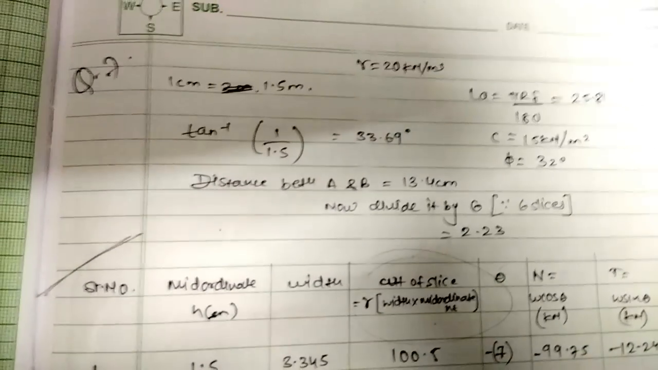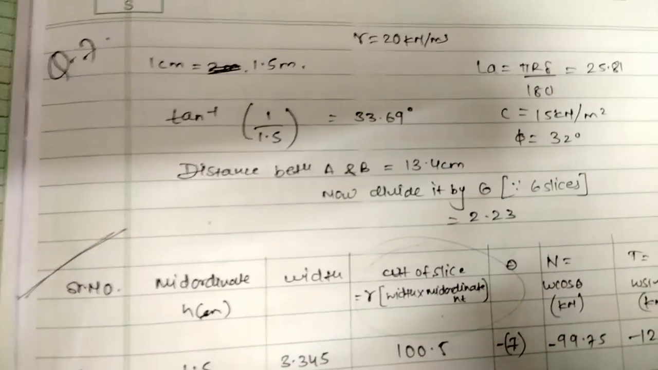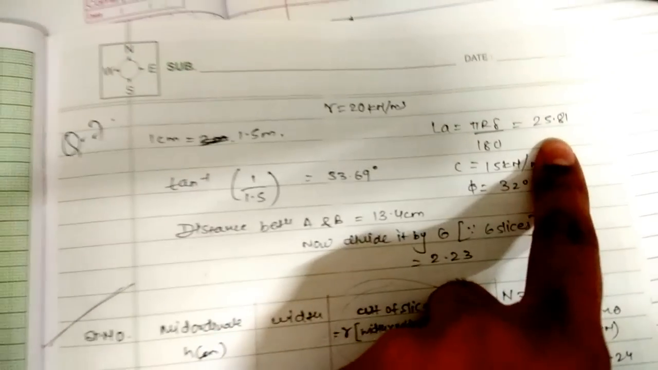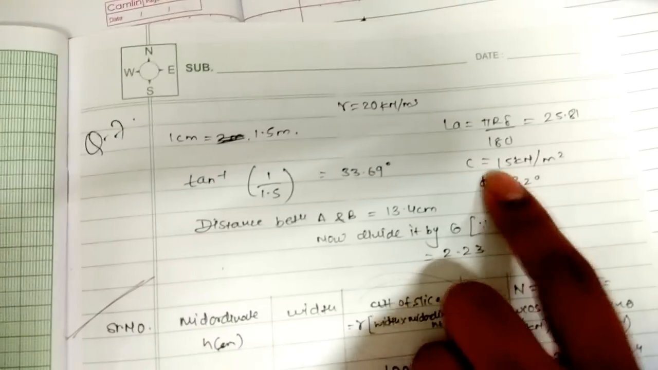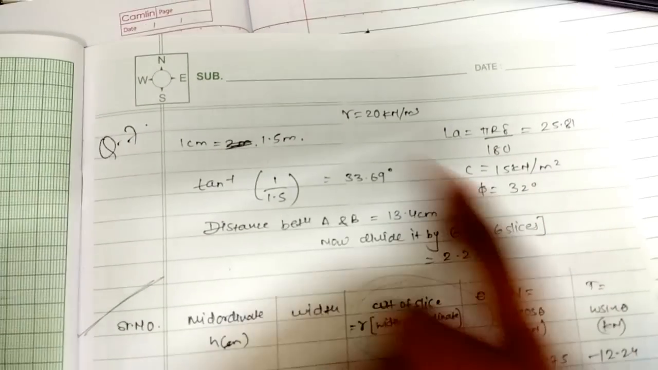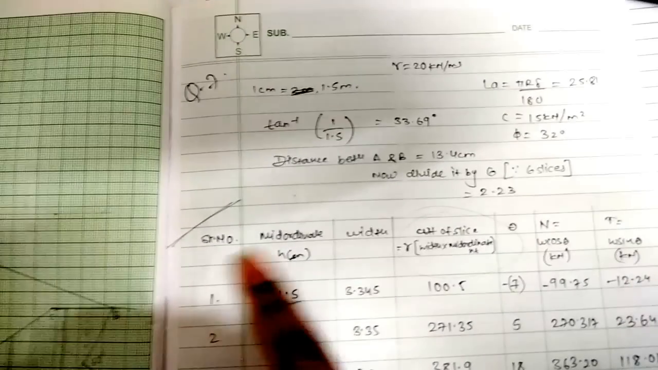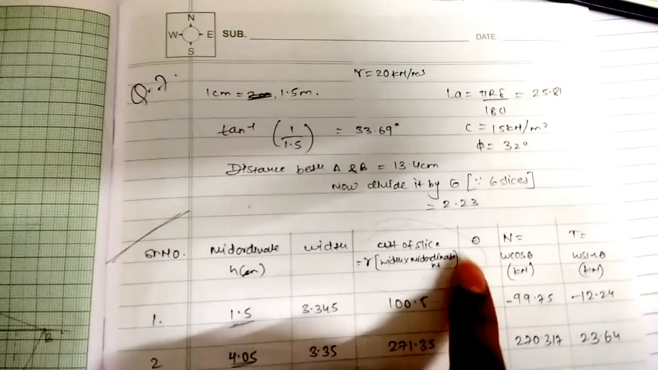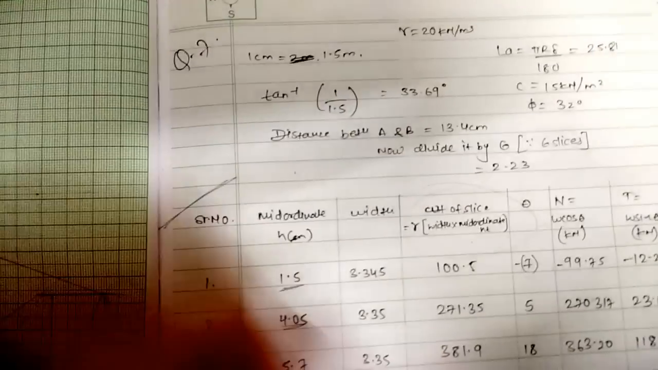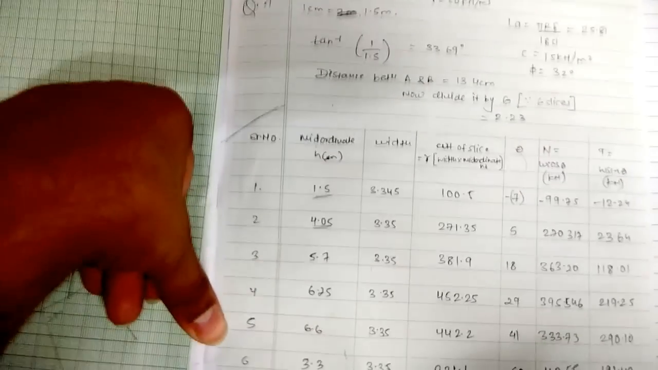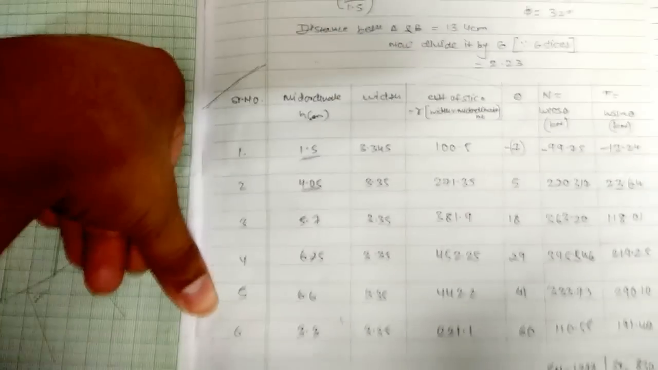What we have done is, just like in the friction circle, LA equal to pi r delta upon 180. We have got some values. We have been given C, theta phi, and gamma. We have removed this 2.23. Now the main thing is to remember this table: serial number, mid ordinate, width, weight of slice, theta, n and t. In serial number, just write the numbers, exactly 6, not more and not less, because we have divided it into 6 parts.